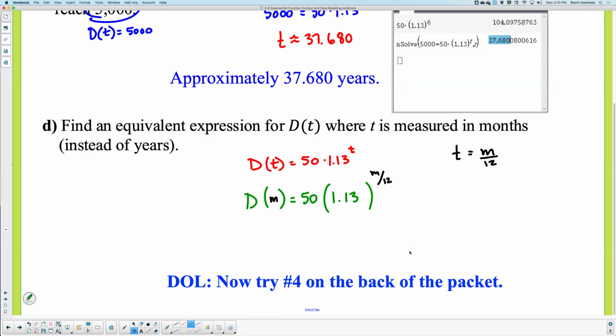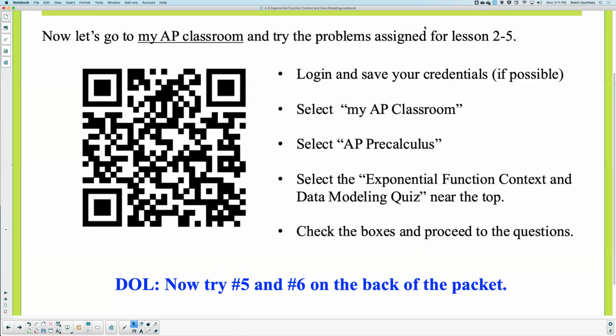Okay, and so you can try the deal with number 4. All right, the last 2 problems we haven't tried yet. Go ahead and open up your College Board and do number 5 and number 6 as well.